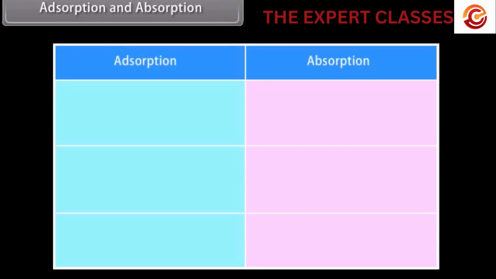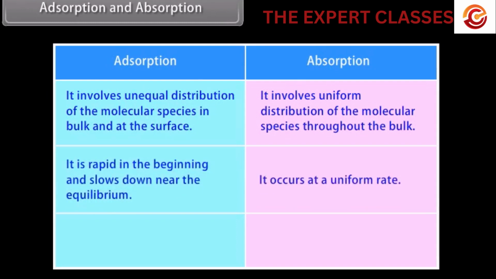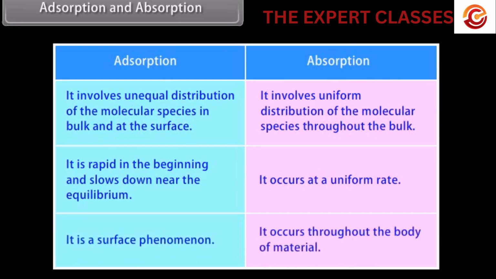Let's make some important differences between adsorption and absorption. Adsorption involves unequal distribution of the molecular species in bulk and at the surface, whereas absorption involves uniform distribution of the molecular species throughout the bulk. Adsorption is rapid in the beginning and slows down near the equilibrium, whereas absorption occurs at a uniform rate. Adsorption is a surface phenomenon, whereas absorption occurs throughout the body of the material.